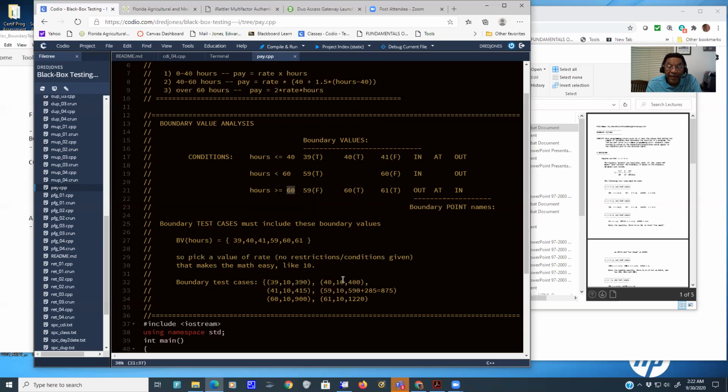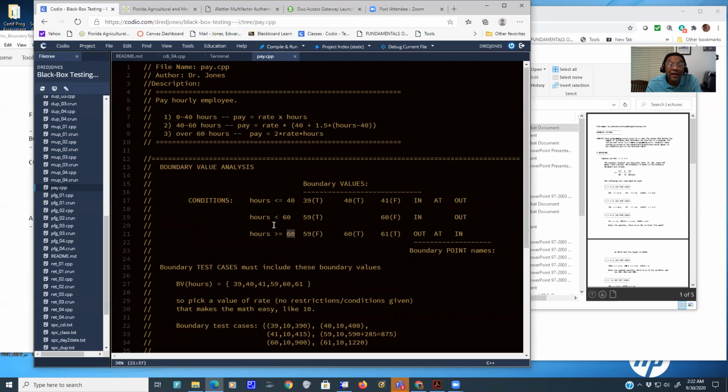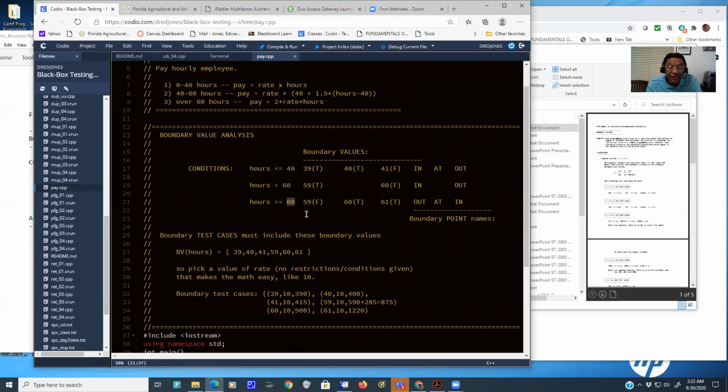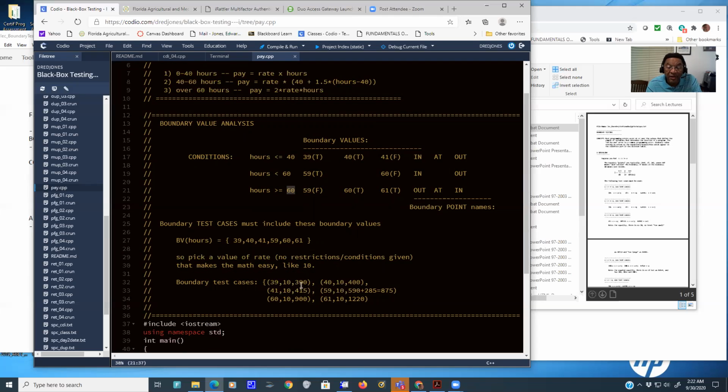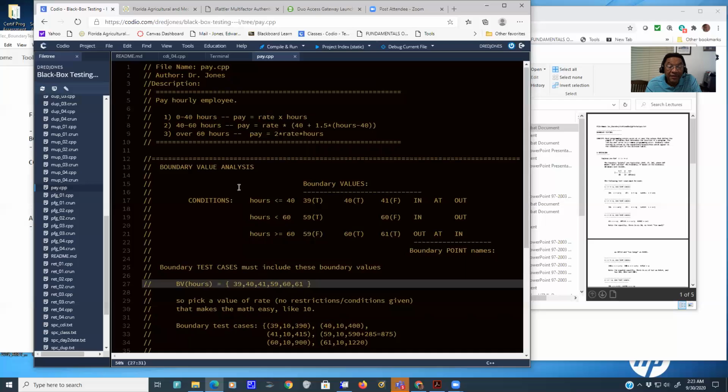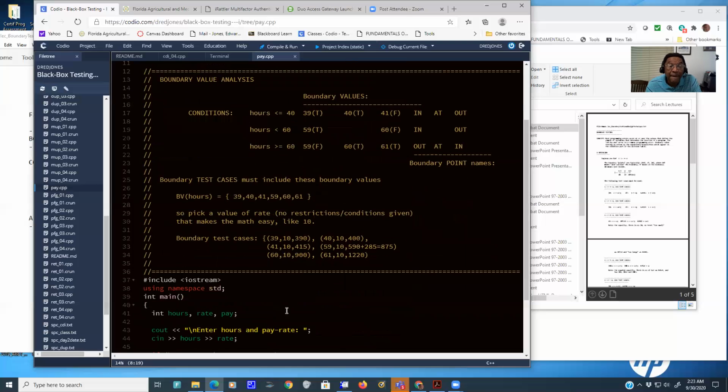I need 40 and 10, 41 and 10. If it's over 40, okay, then it says you got to pay time and a half. So that's how you get $415 here. If I use 59, in the rate 10, it looks like it should be 590, but 59 falls into this overtime rate. So you got to apply the formula for overtime.